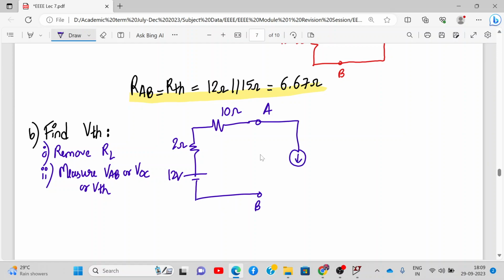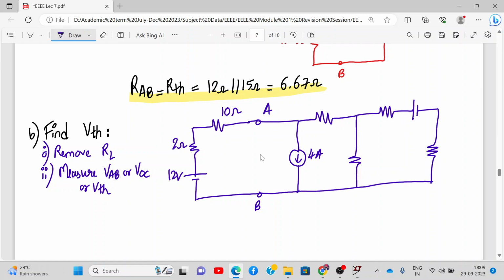Then there was a current source of 4 ampere connected between the points A and B, a 5 ohm resistance, a 15 ohm resistance, and there was one more voltage source connected over here, and finally one more resistance connected over here. So this was 15 ohms, 5, 25, this was 8 volt, and this was 5 ohm resistance. Alright, and we need to calculate the open circuit voltage between point A and B.